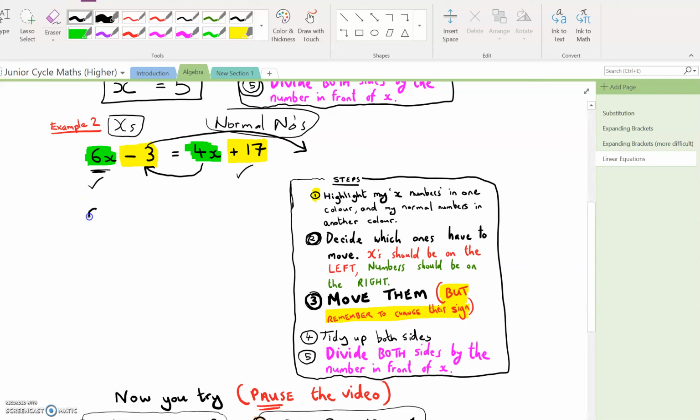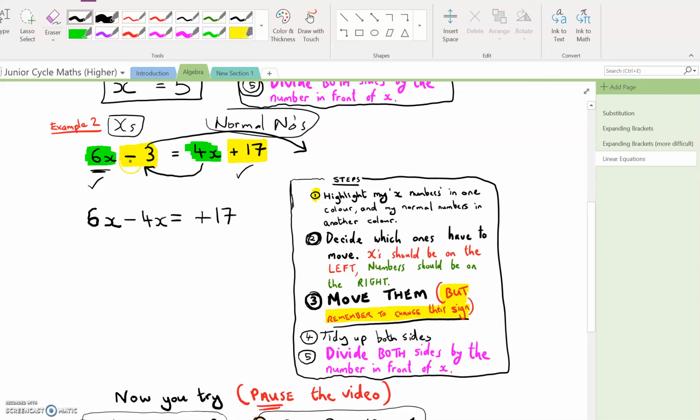So I'm not moving 6x, so that stays where it is. But I'm moving that 4x. I'm going to move it into here. But remember, change the sign if you move it. That was a plus. If I move it over, it becomes a minus. What about on this side? This 17 was already here. I can write plus 17 if I want. I'm not moving it, remember, so it can stay as plus 17.